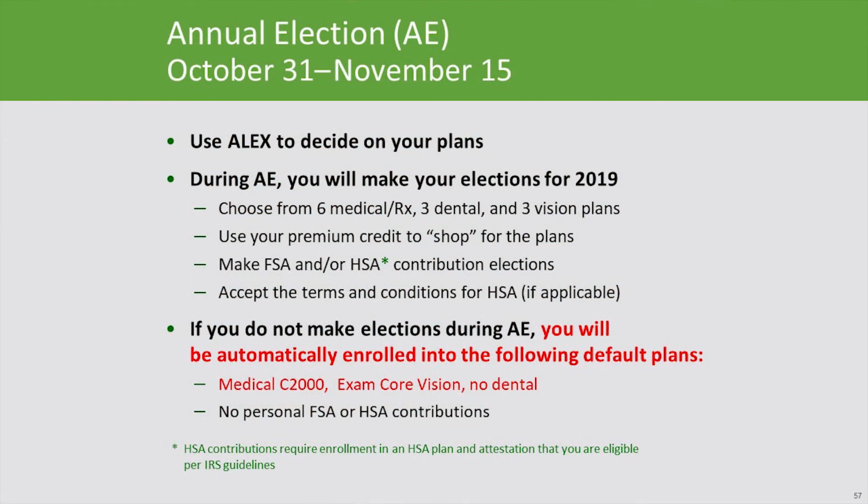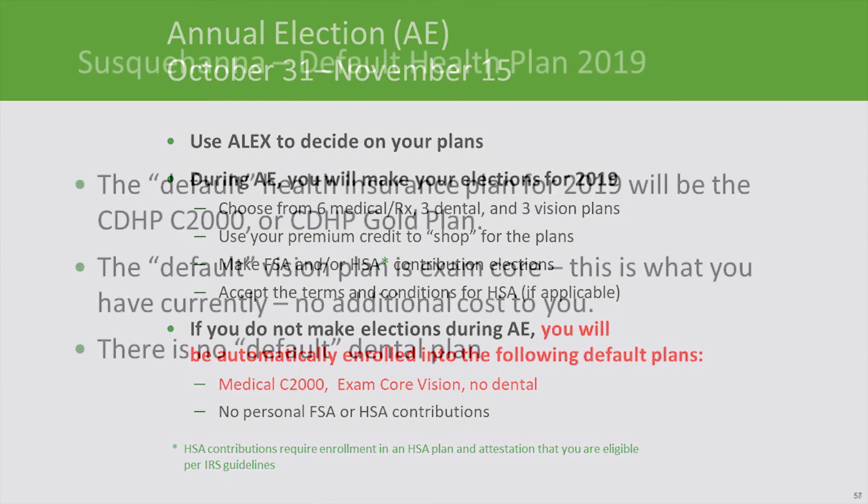Don't just go through Alex. Alex suggests a plan and you think you're going to go with that. You still have to go through the process. If you don't make an election during annual election, you'll be automatically enrolled in the C2000 plan for medical, no dental, and the exam core for your vision. You also will have no flexible spending or the opportunity to select an HSA plan.